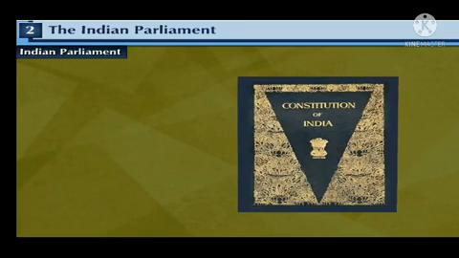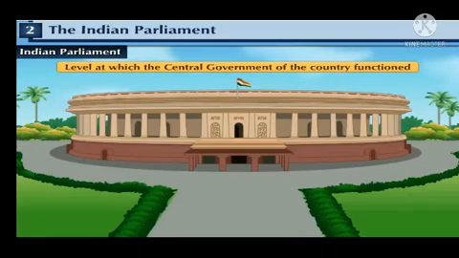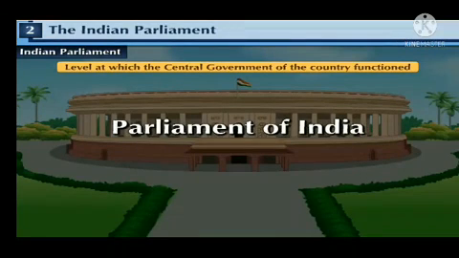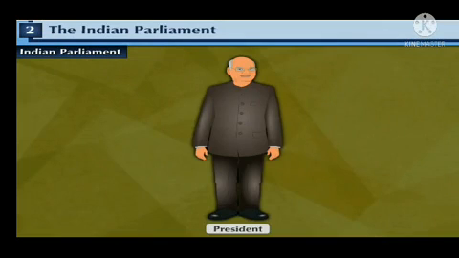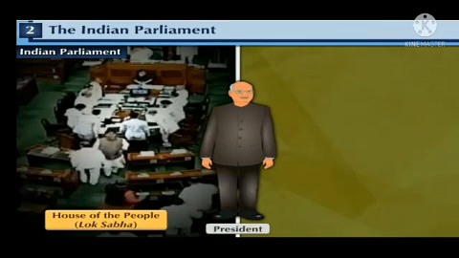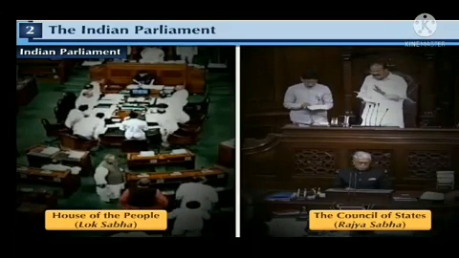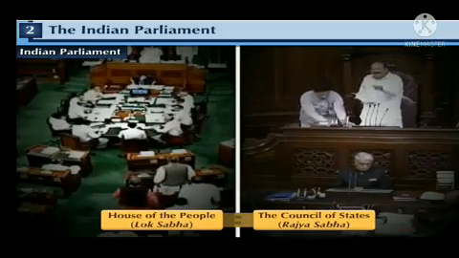Indian Parliament. The Constitution of India had called for the creation of a national level legislative body, that is, the level at which the central government of the country functioned, called the Parliament of India, which translated to Bharatiya Sansad in the Hindi language. It comprised the President and the two houses, that is, the House of the People or Lok Sabha and the Council of State, that is, Rajya Sabha. This kind of system, which comprised two houses, was called a bicameral legislature.